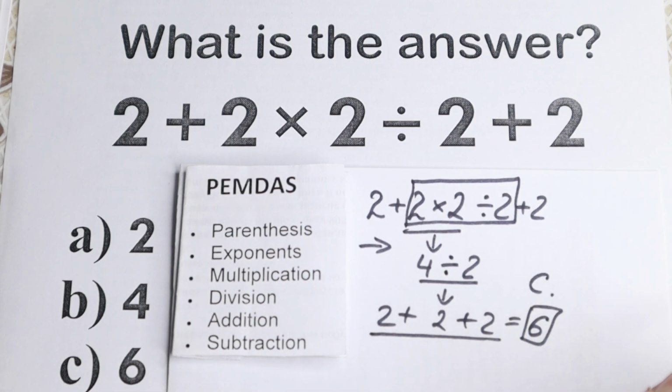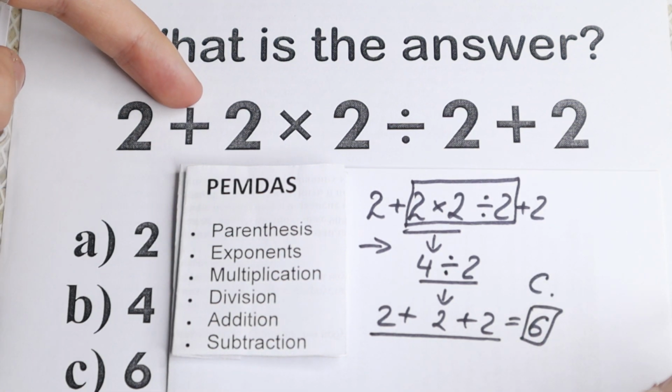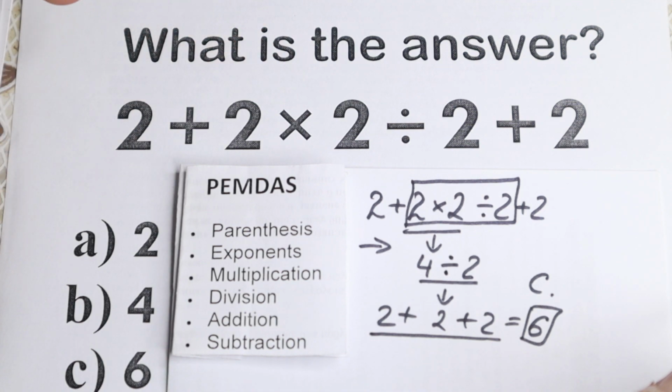A lot of students make this common mistake. They start with addition, then they go with multiplication and division, going from left to right, but you need to know the correct order of operations. So definitely don't feel bad if you got this wrong.